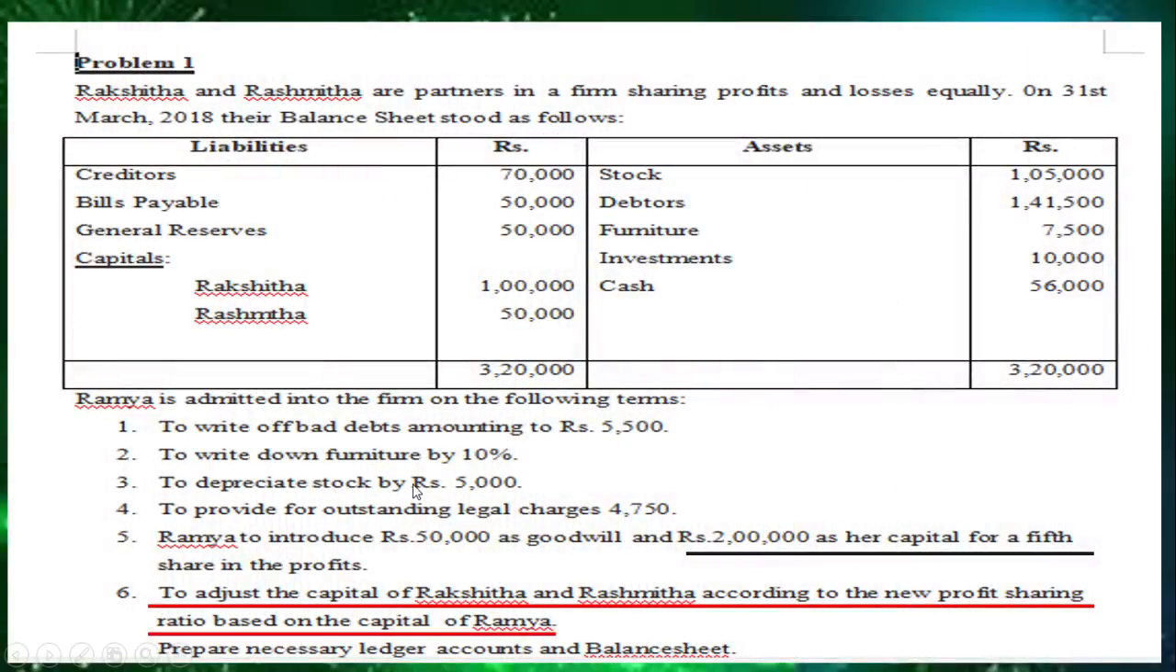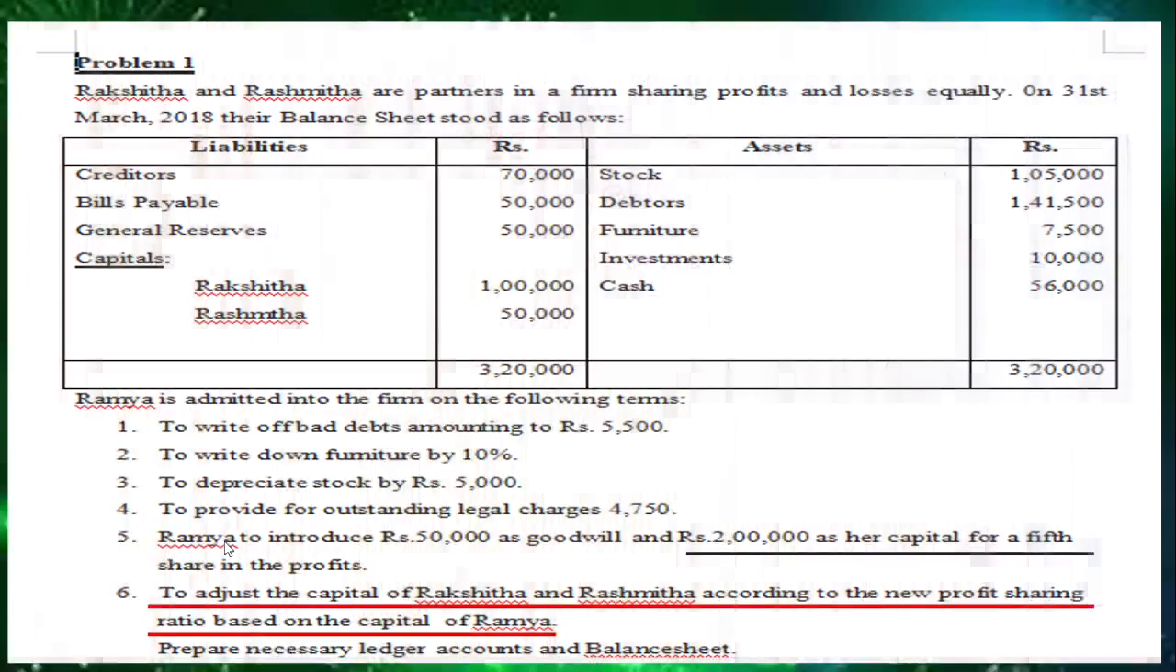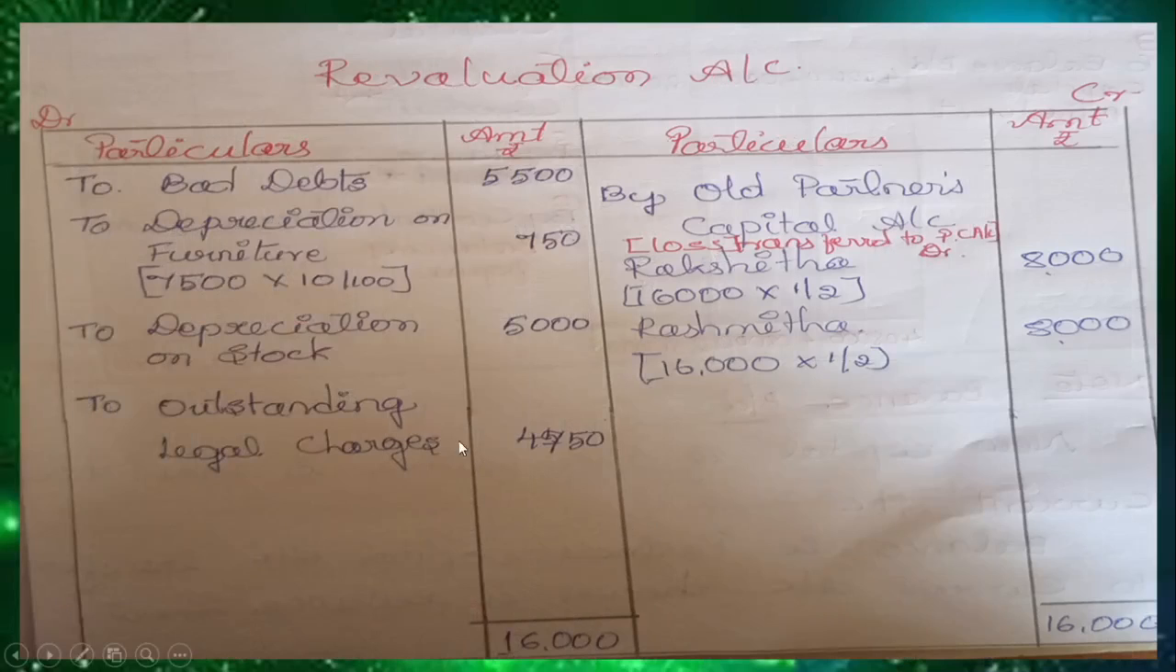Depreciation on stock again represents the loss. So to depreciation on stock 5,000 rupees. Unrecorded liability is outstanding legal charges 4,750 rupees. So we'll record on the debit side. So there is no entry on the credit side. So for that reason, we'll take the balance of revaluation. So entire 16,000 rupees represents loss on revaluation account, which is transferred to old partners capital.